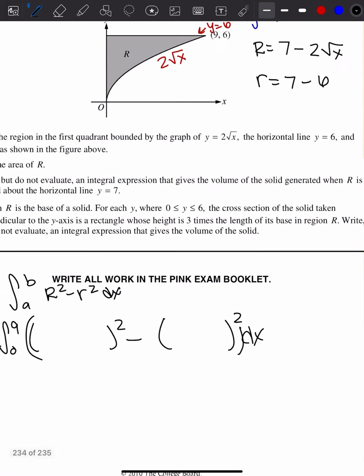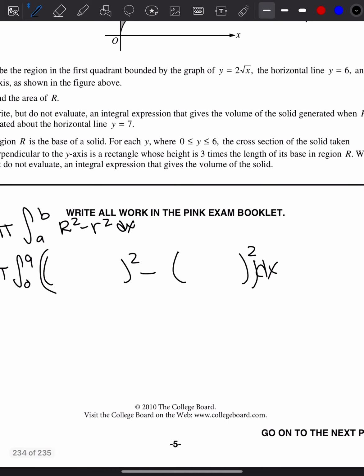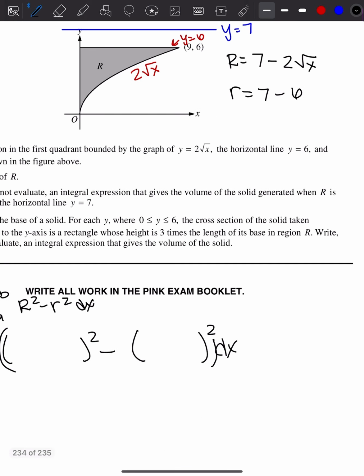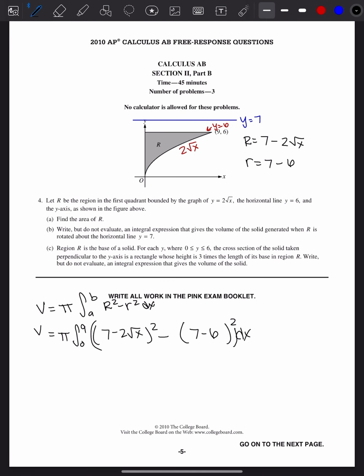I could simplify it, but I don't necessarily need to, so I'm going to go ahead and just write those things in. So I have 7 minus 2 square root of x, 7 minus 6. This shows the axis of rotation. It shows the functions that we're dealing with, and so I would leave it so that we don't have to worry about wondering where things came from. Okay, this is a write but do not evaluate the integral expression, so this is my answer. I don't have to do anything else.